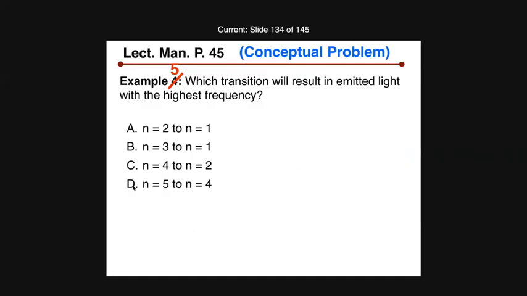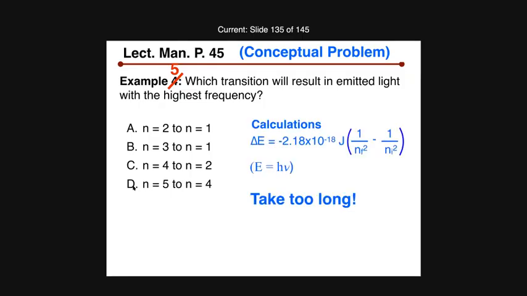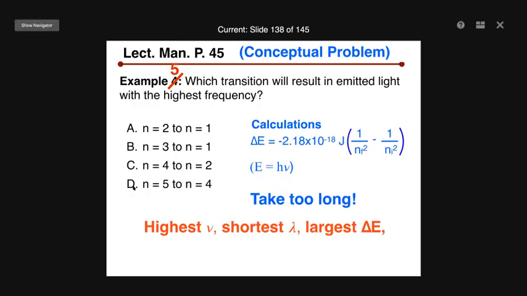All right, let's take a look at this. Okay, so again, if this conceptual problem is multiple choice, you don't have too much time to do calculation. If you use this, it takes way too long. So what you can do is think about the relationship between frequency and the energy gap. In this case, if you want the highest frequency, you will need the shortest wavelength, which means you have to find the largest energy gap, because the energy gap is directly proportional to the frequency.